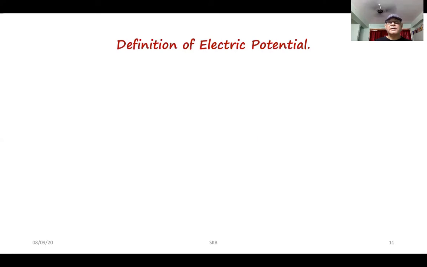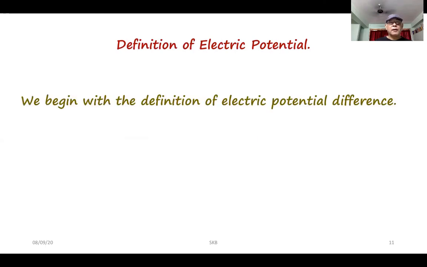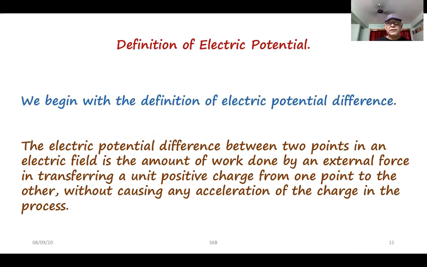Definition of electric potential. We begin with the definition of electric potential difference. The electric potential difference between 2 points in an electric field is the amount of work done by an external force in transferring a unit positive charge from one point to the other without causing any acceleration to the charge in the process.